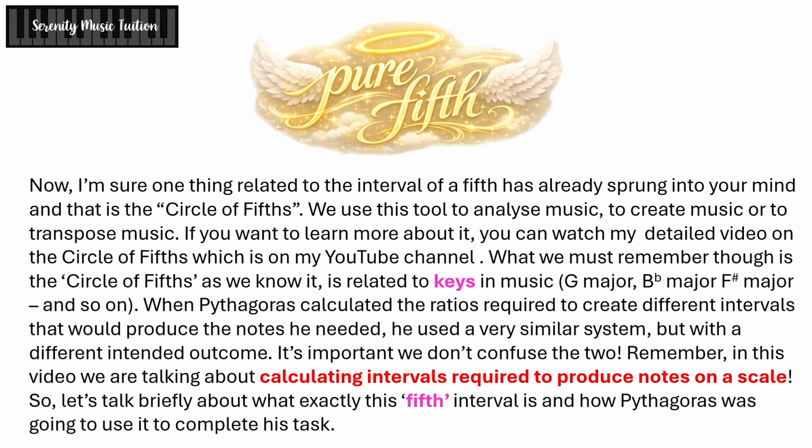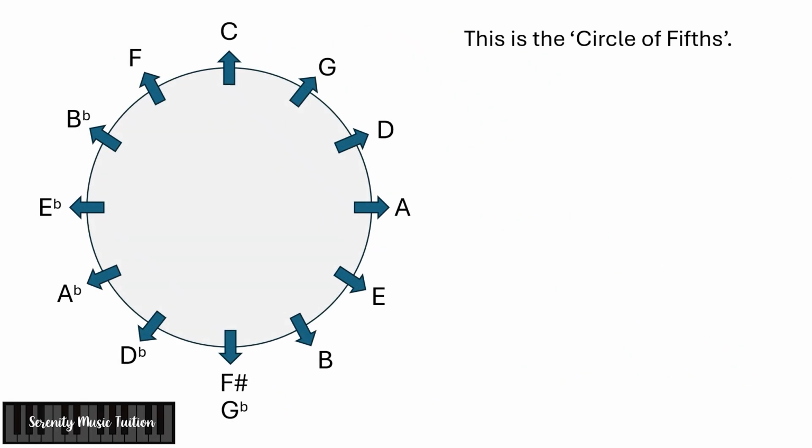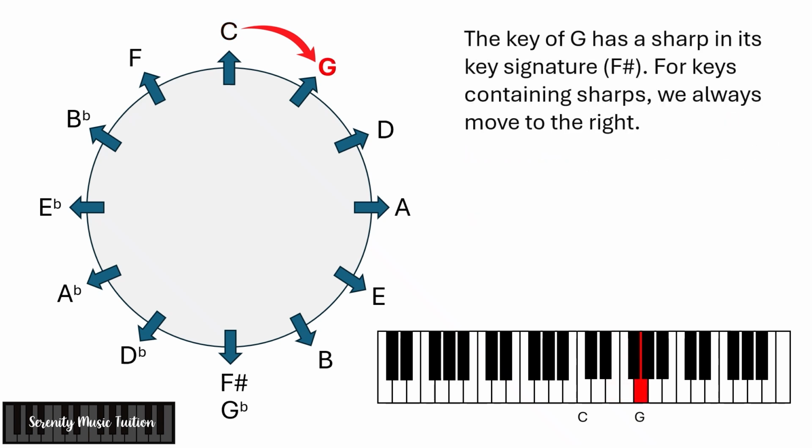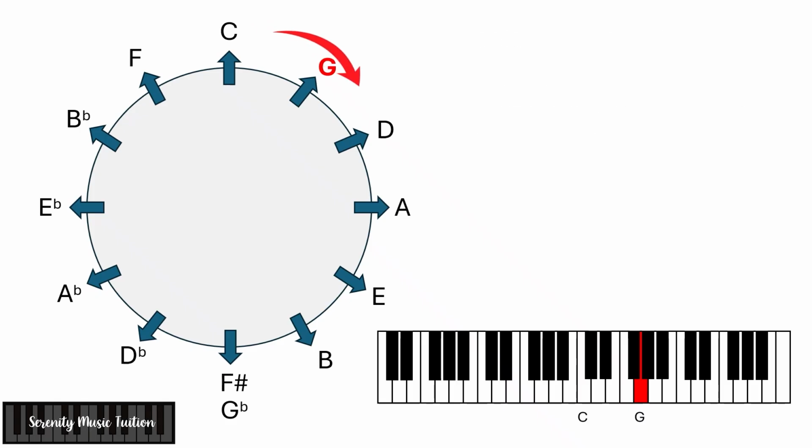So let's talk briefly about what exactly this fifth interval is, and how Pythagoras was going to use it to complete his task. This is the circle of fifths. It is called the circle of fifths because each key is a fifth apart on the diagram. The interval of a fifth contains 7 semitones. If we start at C and move 7 semitones to the right, we end up at G. The key of G has a sharp in its key signature, which is F sharp. For keys containing sharps, we always move to the right.